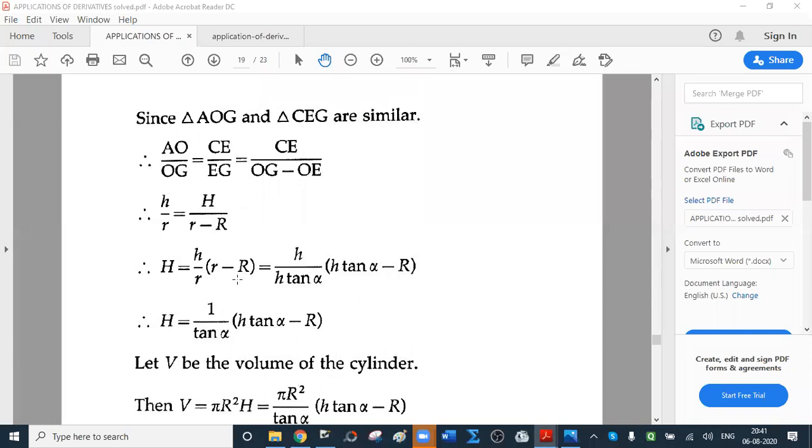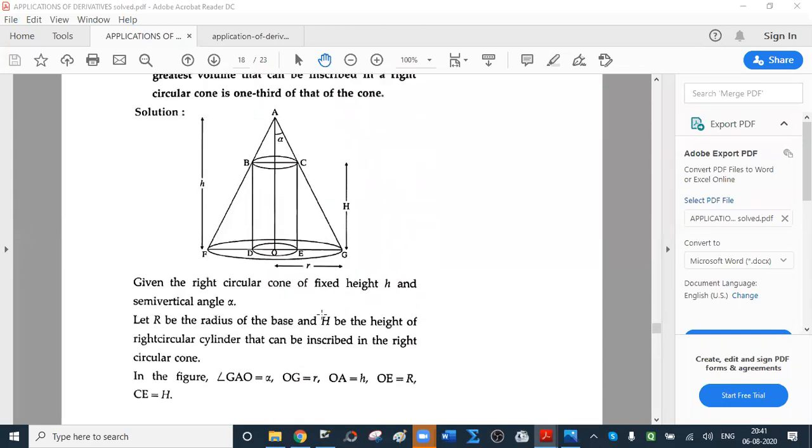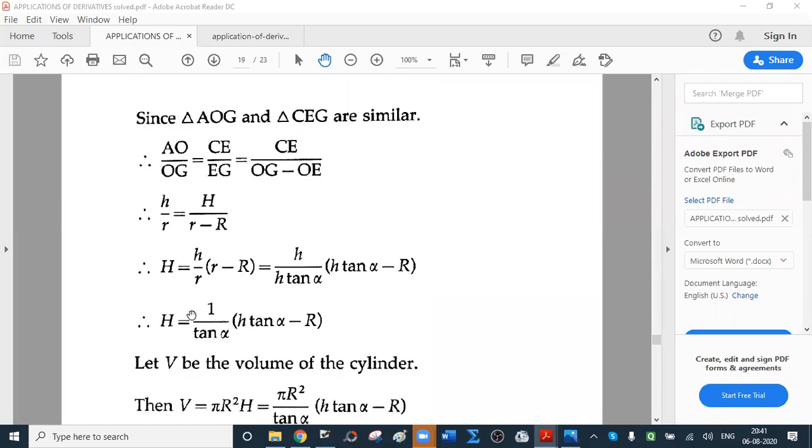Now, what is capital R? Capital R is expressed in terms of tan alpha, where alpha is the semi-vertical angle, and therefore H is nothing but 1 upon tan alpha into in bracket h tan alpha minus r. Actually, this diagram and this explanation should have been together. So when you write the solution, it will be with you only.